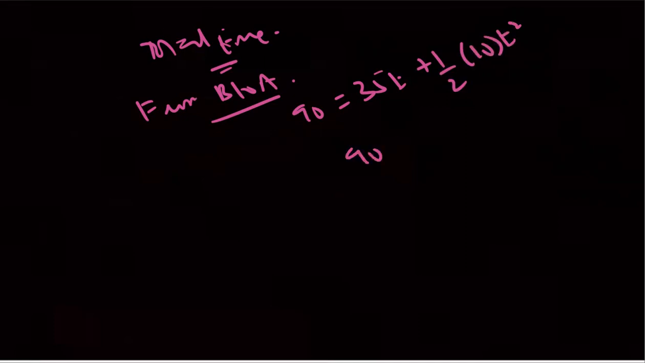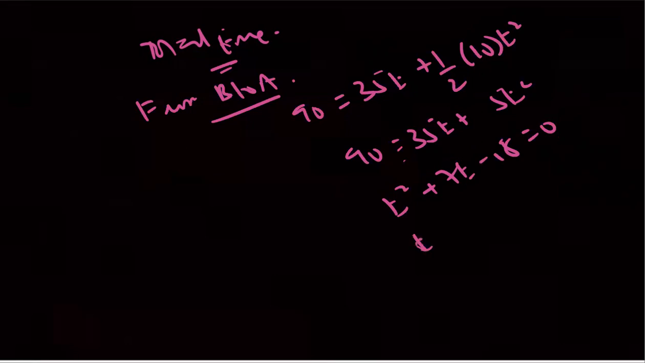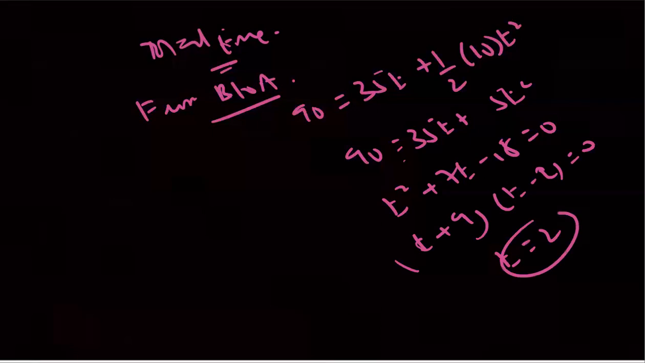Solving it, t square plus 70 t minus 18 is equals to 0. We are getting t plus 9, t minus 2 equals 0. So t is equal to 2.